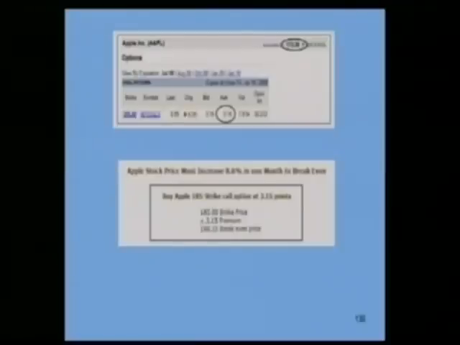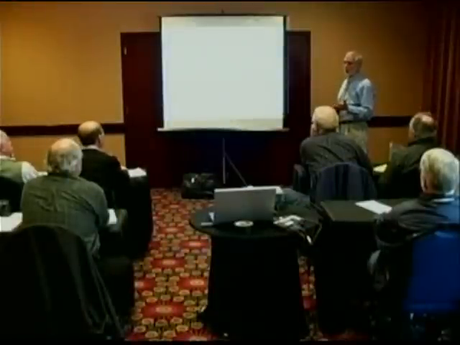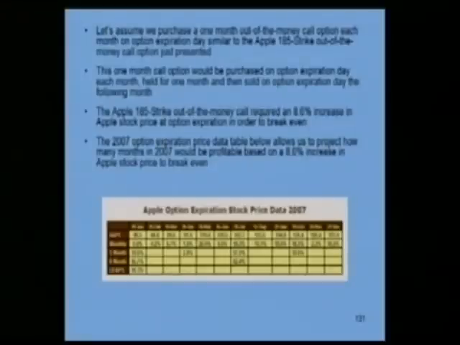So in this example, if we buy the 185 strike for 3.15 points, Apple stock has to increase to 188.15 to just break even on this trade. So if it goes from 173.25 to 188.15, that's an 8.6% increase in price. Now this is a 1 month option. So over a 1 month period, Apple stock has to go up 8.6% just to break even on this out of the money call.